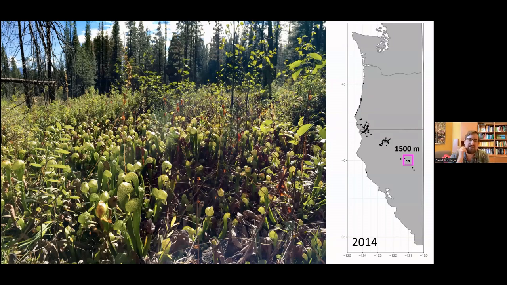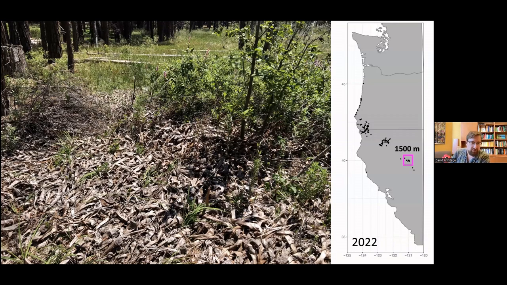Here's a really famous site called the Butterfly Valley Botanical Area, right outside of Quincy, California, in Plumas National Forest. This photo here was taken in 2014. This is where I did most of my research back when I was a graduate student at Berkeley. I returned to this exact area in 2022, and this is what it looked like. Very shocking, right? I was extremely depressed to find this entire patch of plants just dead.